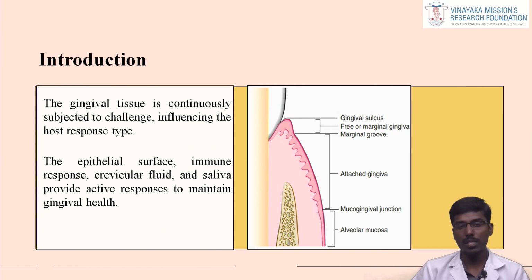So, in response to these stimuli and pressures, they will be giving the host responses. Now, let us see what are all the sources of these host responses. These can include the epithelial surface, immune responses, the saliva, and the leukocytes.